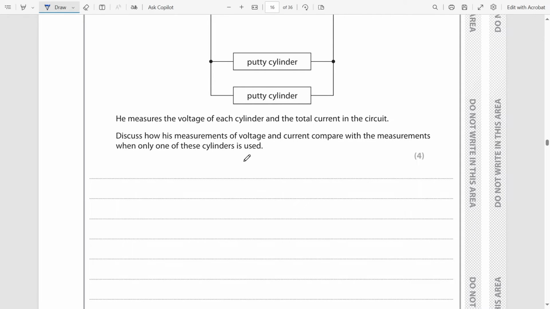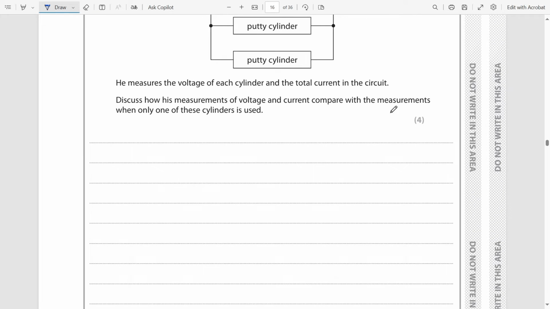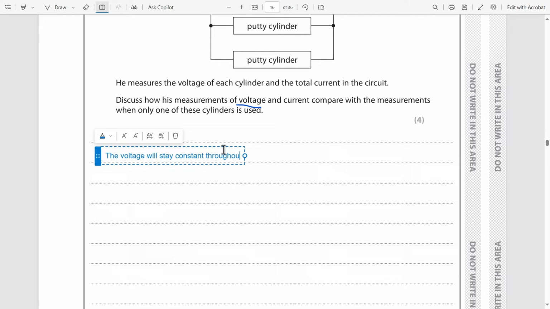Let's discuss how the measurements of this change. Okay, so guys, it has now got a parallel part. The voltage. Let's talk about the voltage first because that's the fastest. The voltage should stay the same. I'm not writing that with my pen. Oh my god, that'd be horrible. Okay, the voltage will stay constant throughout, the same compared to the previous circuit.